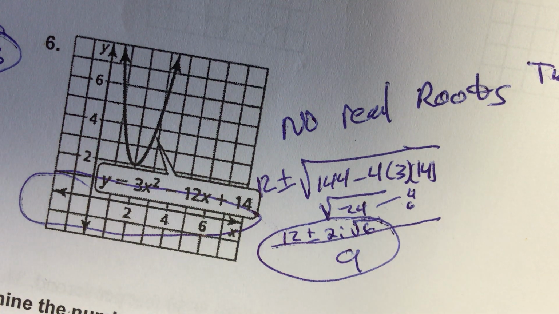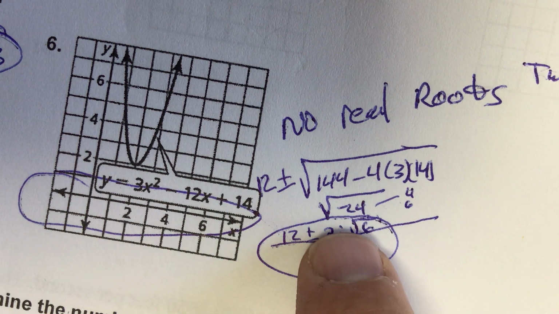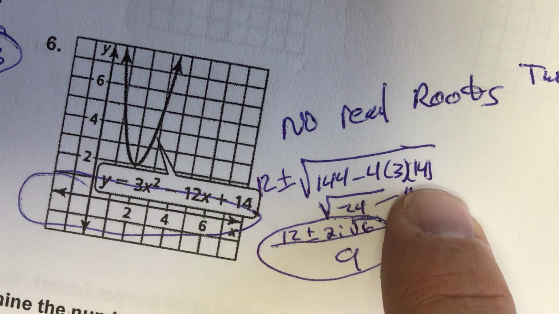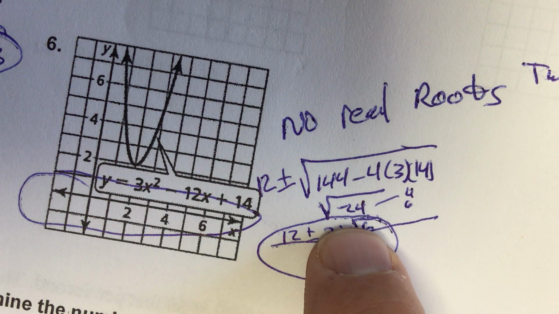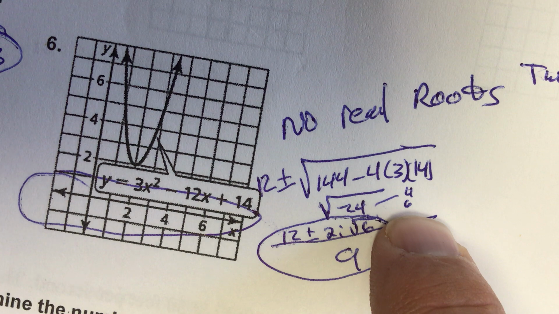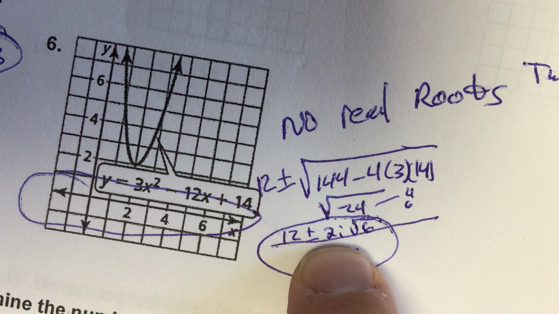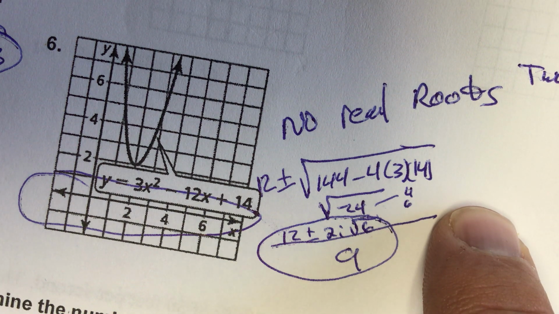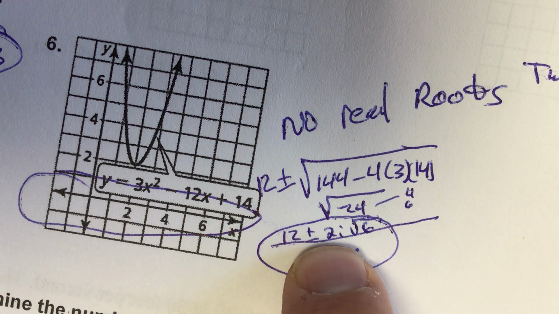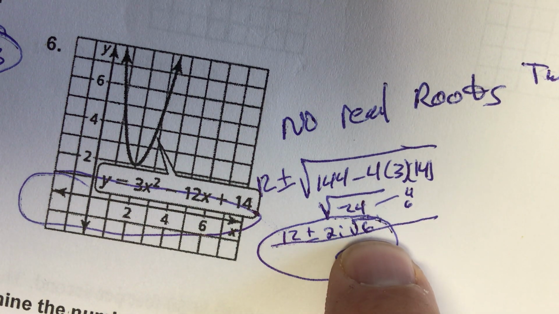Well, that's going to end up being negative. 144 minus all those things multiplied is going to end up being negative 24. Now negative 24 factor trees down to 4 and 6. I bring out the negative as an i, and the 4 factor trees to a 2 and 2, therefore a 2i comes out. The root of 6 stays under.